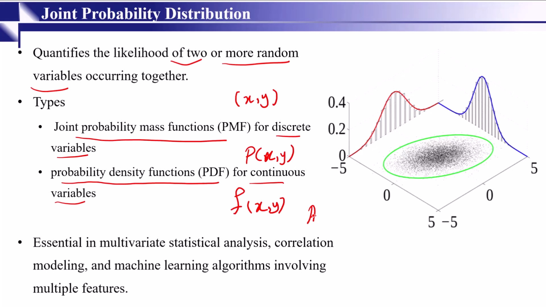Joint distributions are fundamental in multivariate analysis, enabling the assessment of dependencies and interaction between variables. And these joint distributions are widely applied in fields like machine learning, algorithms, statistics, data science, and so on.